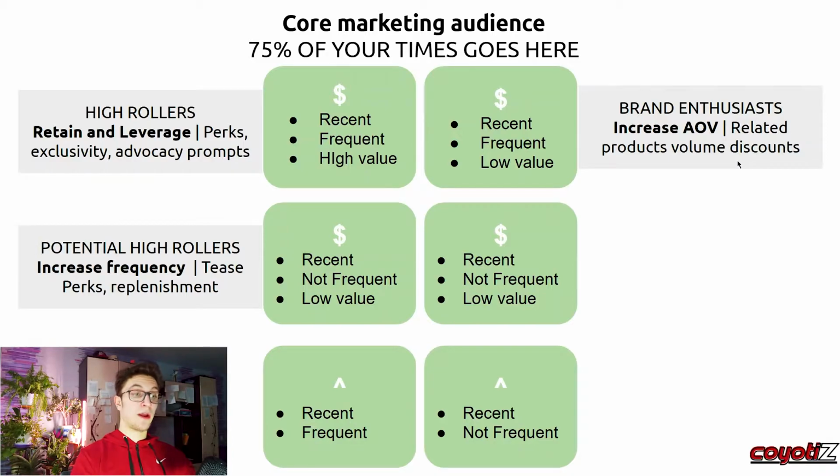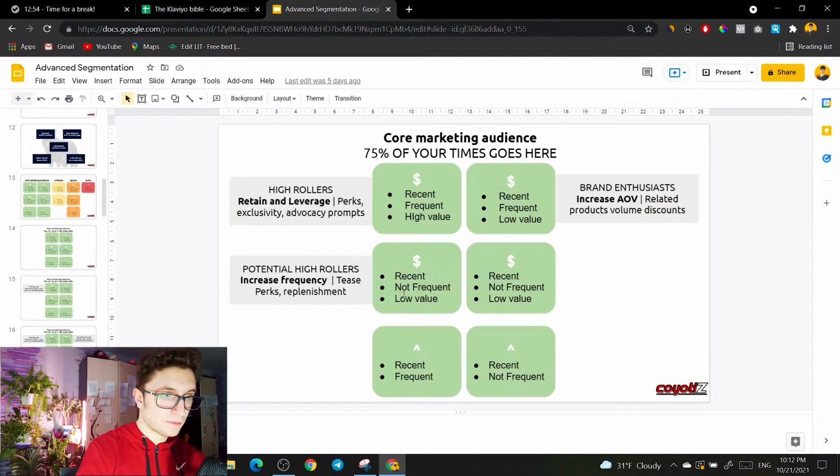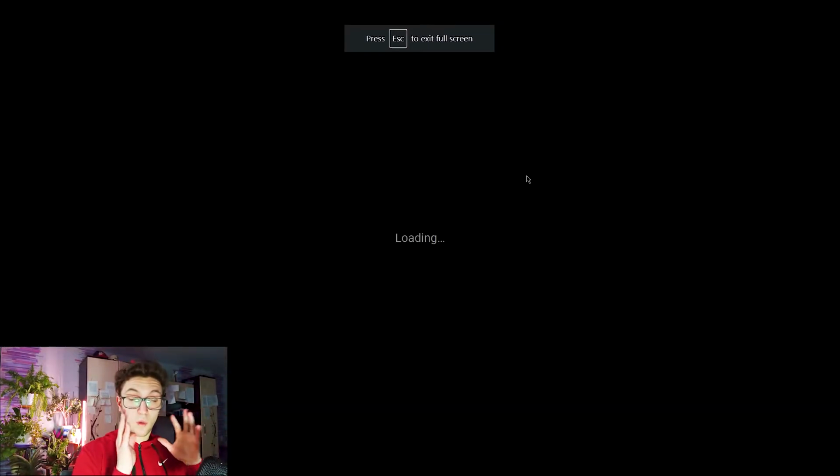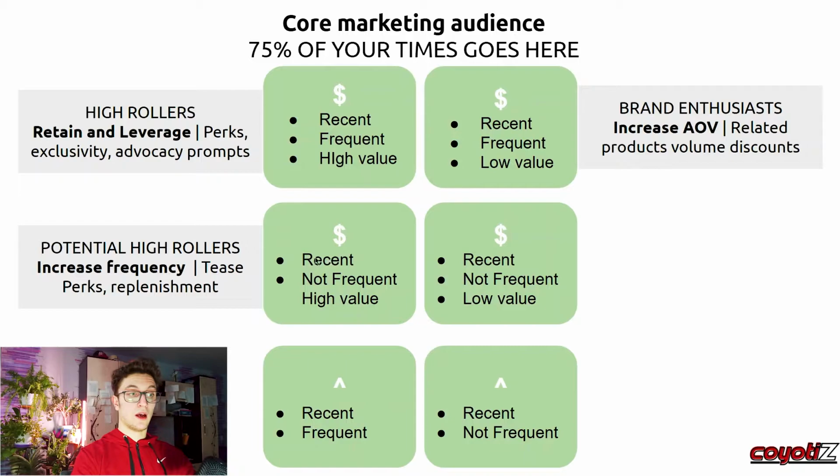Now, potential high rollers, right? So potential high rollers right here. Increase frequency, because again, guys, and here would be actually high value. I would just like change that right now. They'll be like the high value, and all you have to do here is to increase their frequency, because on everything else they are qualifying completely, if you didn't notice, right? So they're recent, they buy recently, they don't really buy frequently, which you're gonna fix, and the AOV is pretty high. Now, the way you move them into frequency, you need to tease them perks and replenishment flow.